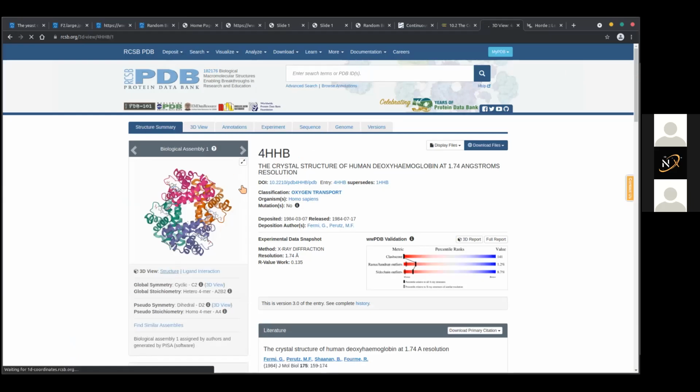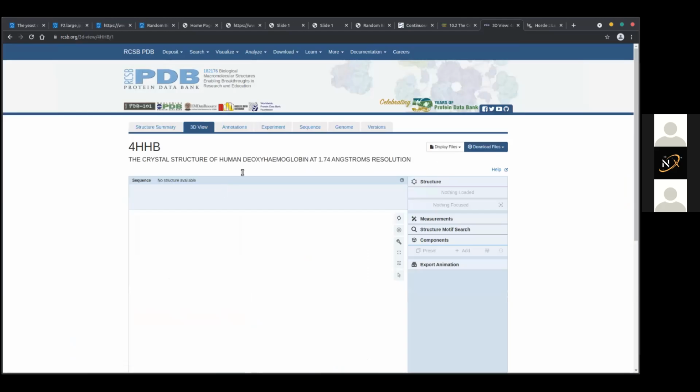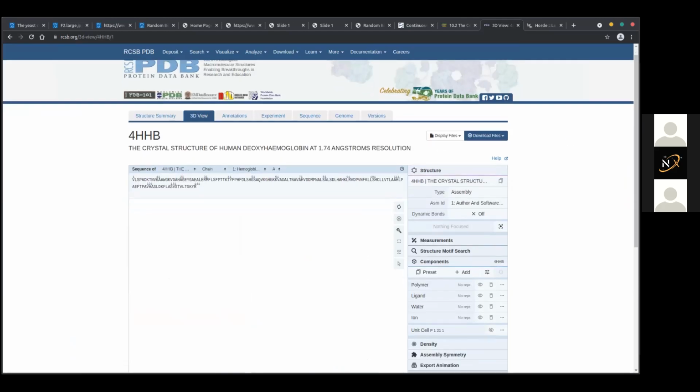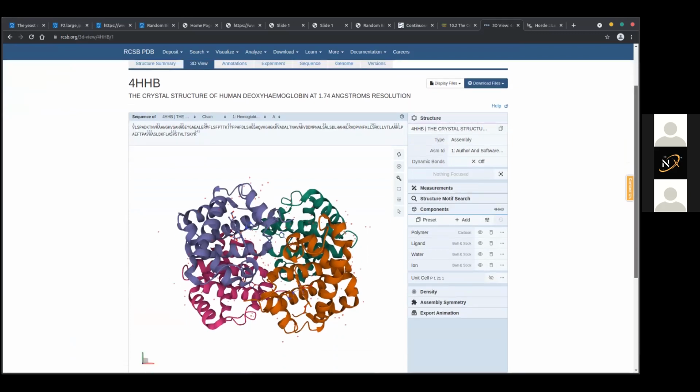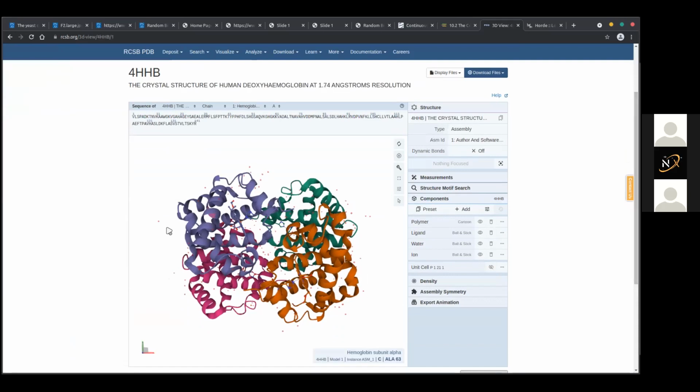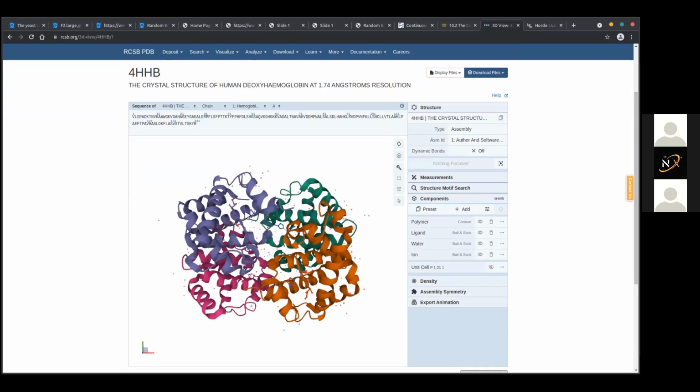I'm showing you this structure because this is one of the pioneering studies which was able to solve the structure of a protein. X-ray crystallography was in its infancy, and they were able to solve a full protein structure here. As you can see, it's deoxyhemoglobin, and there are four colors: purple, red, orange, and green. They're all four subunits of this protein.